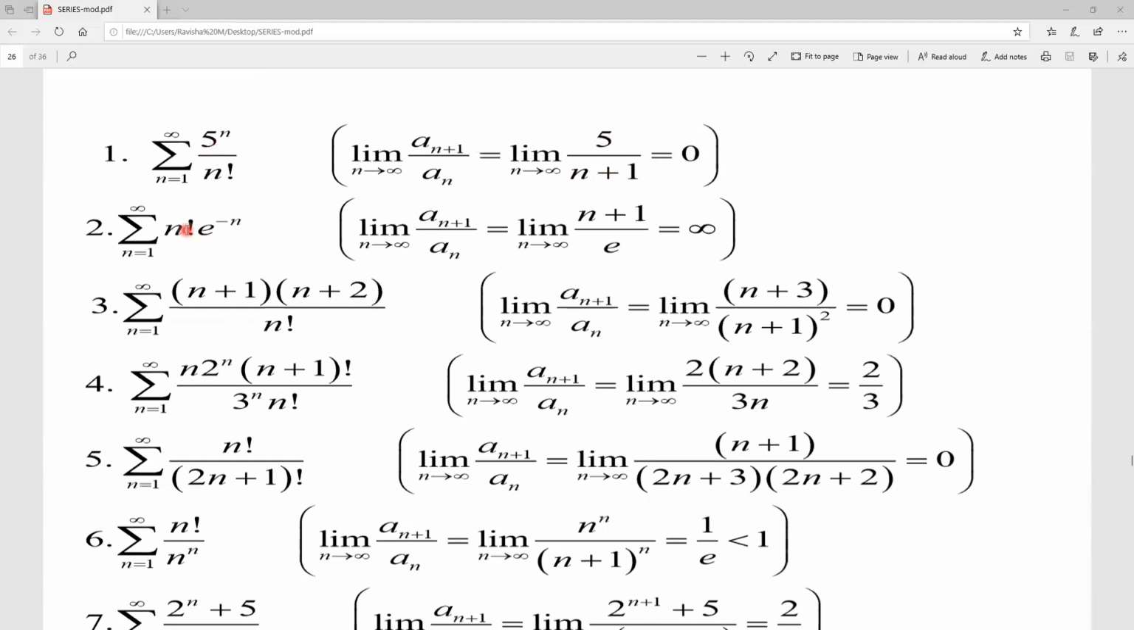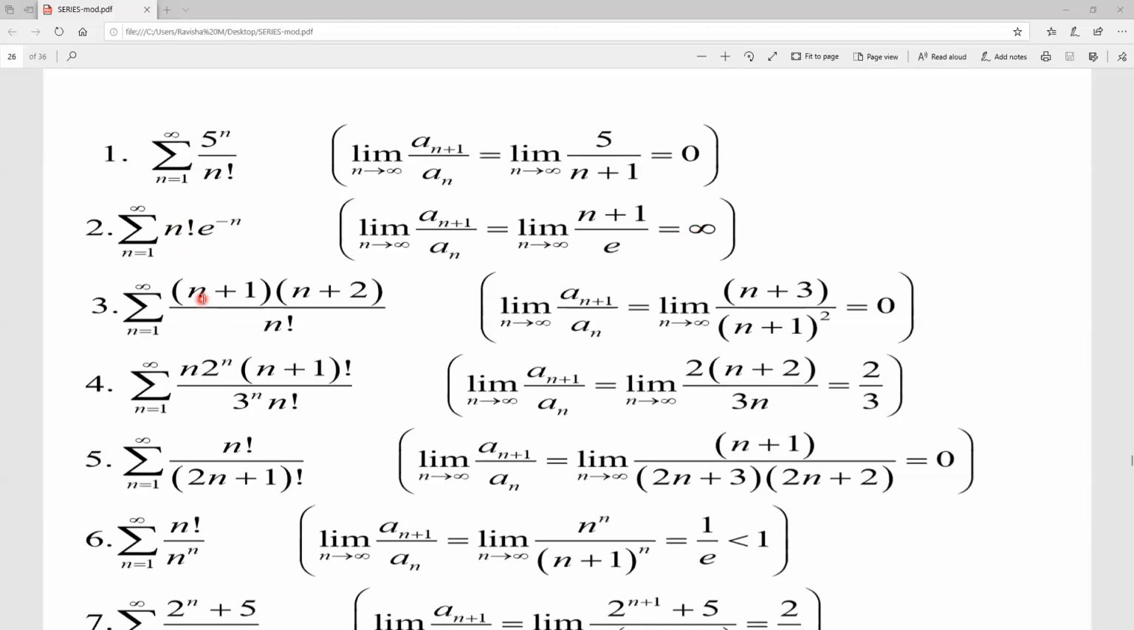Let us take the second example. This series also has the factorial, so the ratio test is appropriate. I've taken the ratio of the n plus 1 term and the nth term. Take the limit as n tends to infinity. After simplification, we have n plus 1 by e. So n plus 1 is bigger than e. The numerator goes faster when compared to e, but e is a constant term. So when n tends to infinity, that goes to infinity. So L is infinity, that is greater than 1. Therefore, the given series is divergent by the ratio test.